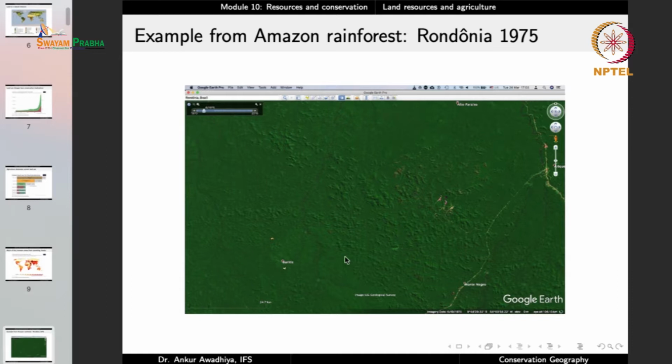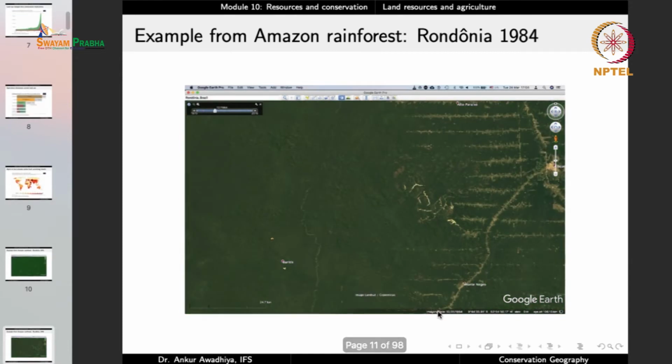So we looked at the example of the Amazon rainforest. So this is Rondonia in 1975. And if you concentrate on this road, which remains the same in this next image from 1984, roughly 10 years have passed. And here we can observe that there is deforestation that has already started.